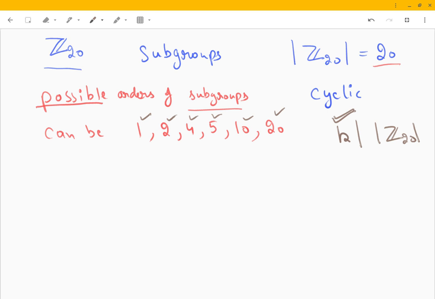Anyway, let's begin. First, let's get this thing out of the picture. This subgroup will be of the identity element, which is 0. And this is, well, the given group itself, right?